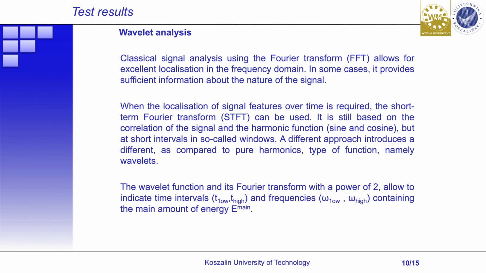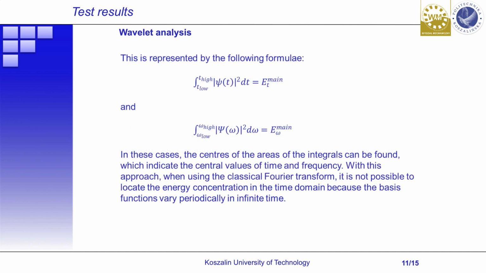The wavelet function and its Fourier transform, with a power of 2, allow us to indicate time intervals, t1 and phi, and frequencies, omega 1 and psi, containing the main amount of energy. This is represented by the following formulae. In these cases, the centers of the areas of the integrals can be found, which indicate the central values of time and frequency. With this approach, when using the classical Fourier transform, it is not possible to locate the energy concentration in the time domain because the basis functions vary periodically in infinite time.